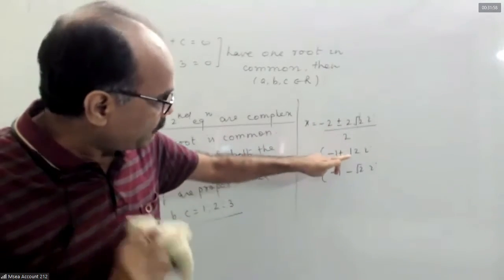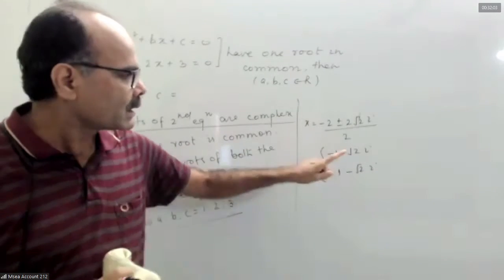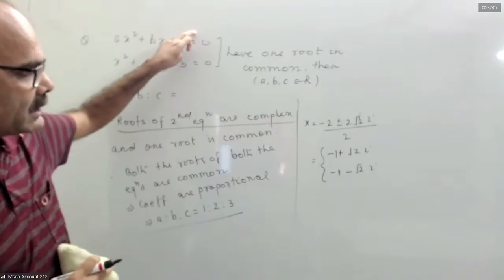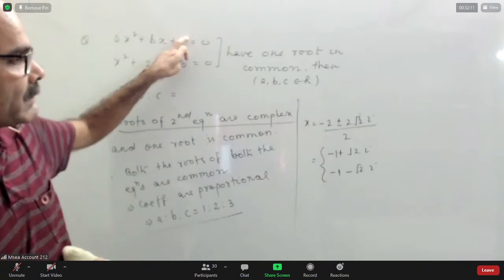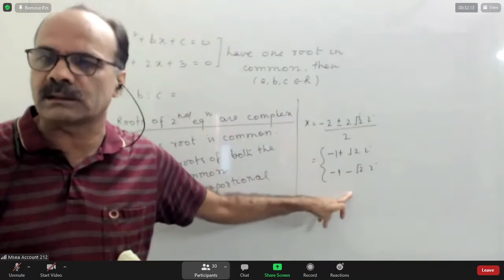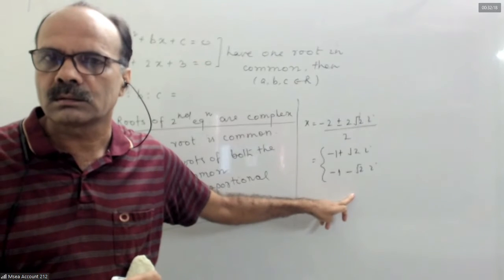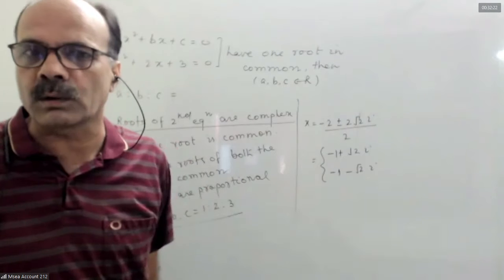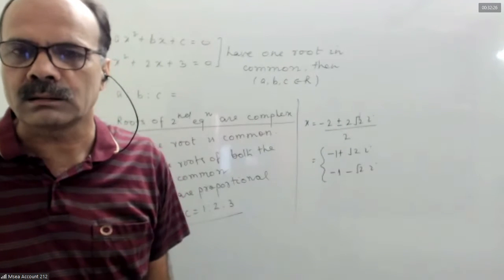Suppose this root is common, pick any one, either this or this. If this is the common root, it means this is the root of this as well as this. Suppose this is the root of this equation, then the other root has to be minus 1 minus root 2i. What does it mean? Both roots are common.